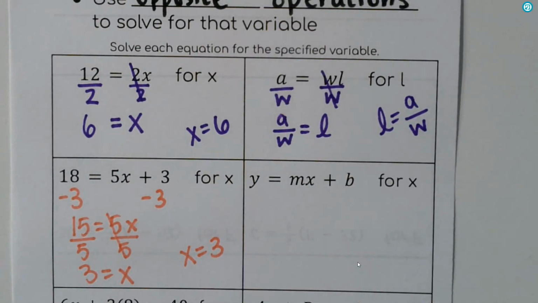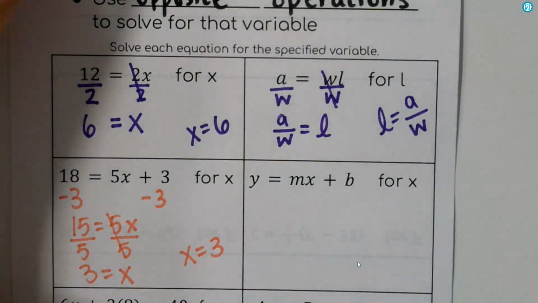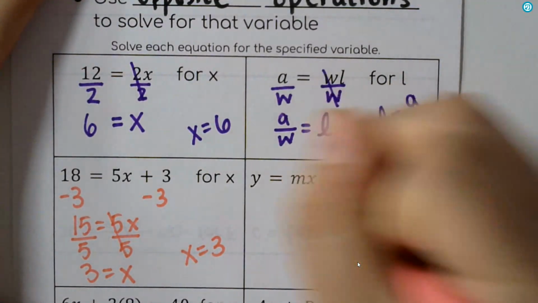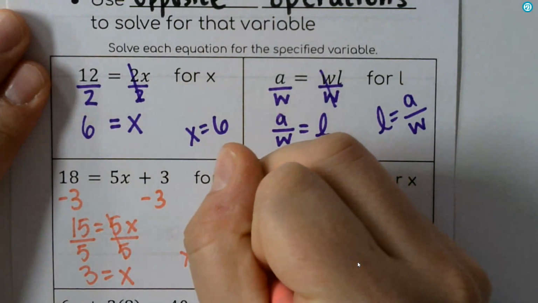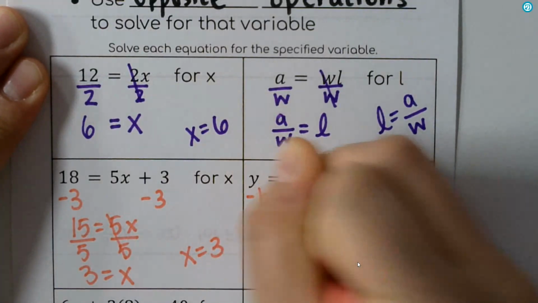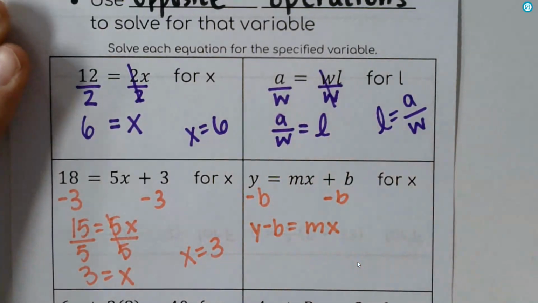Get excited. Okay, so for this, we want to solve for x. So that means we need to get rid of the b. So we are going to subtract b from both sides, just like we subtracted 3. And then we can't subtract y minus b, so we just leave it as y minus b. So we've got y minus b equals mx.